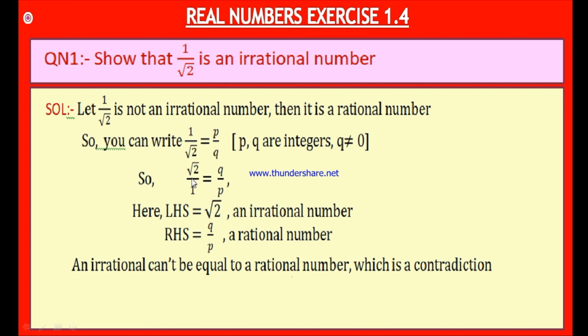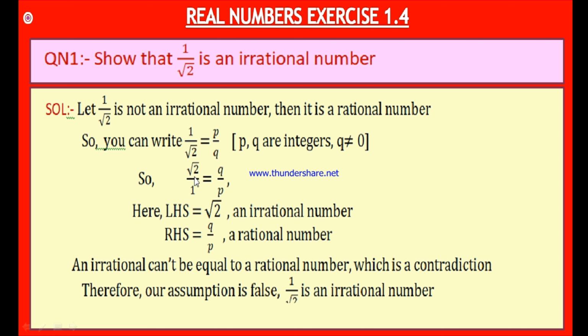Now if you find the reciprocal of both LHS and RHS, you make the denominator the numerator and the numerator the denominator, so that root 2 by 1 is equal to q by p. Here LHS, root 2 by 1, is nothing but root 2. And we know that root 2 is an irrational number. If you look at the RHS, it is q by p. Since p by q is rational, q by p is also a rational number.